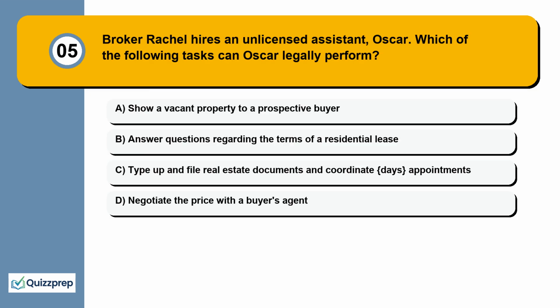Question 5. Broker Rachel hires an unlicensed assistant, Oscar. Which of the following tasks can Oscar legally perform? Show a vacant property to a prospective buyer. Answer questions regarding the terms of a residential lease. Type up and file real estate documents and coordinate appointments. Negotiate the price with a buyer's agent.